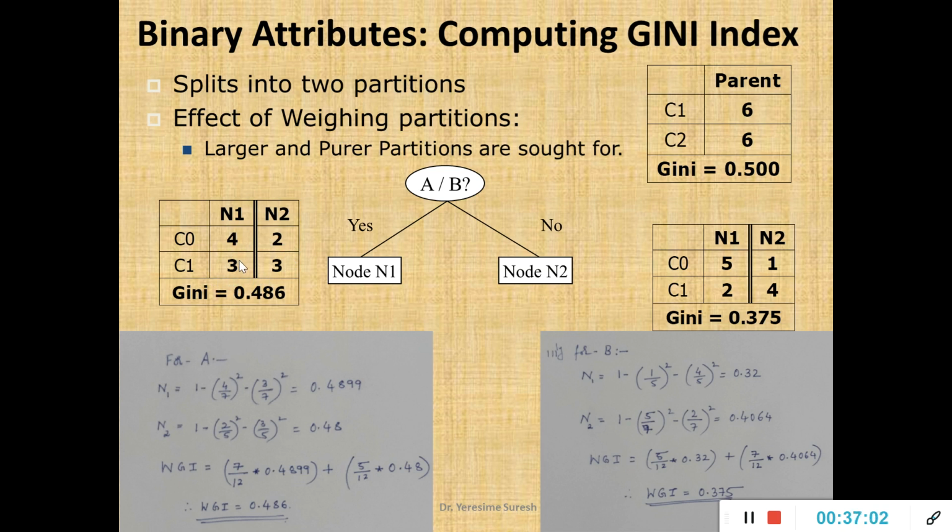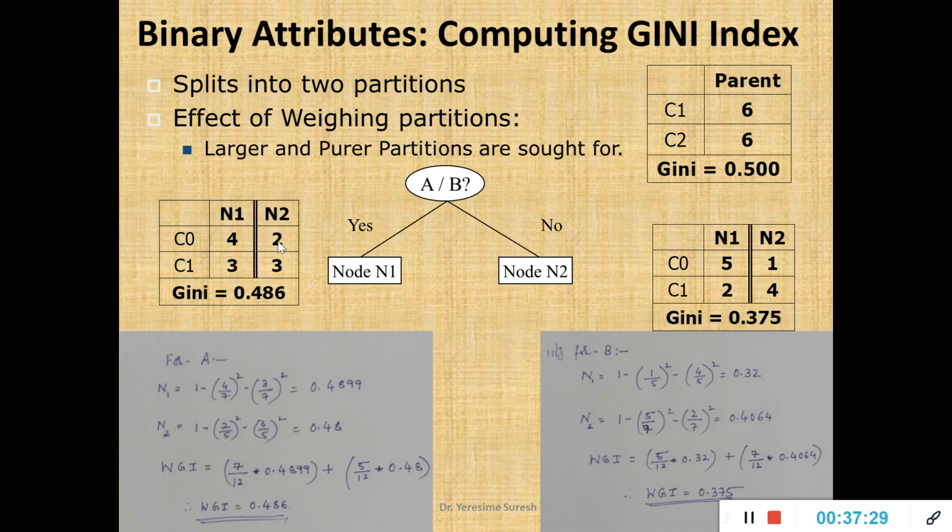Total number of instances is 4 plus 3, 7. So 1 minus (4 by 7) whole square minus, second, I have 3 instances for class C1, so (3 divided by 7) whole square. I will get the value as 0.4899. So I repeat: 1 minus (4 divided by 4 plus 3) whole square minus (3 divided by 4 plus 3) whole square. That is what I have done.